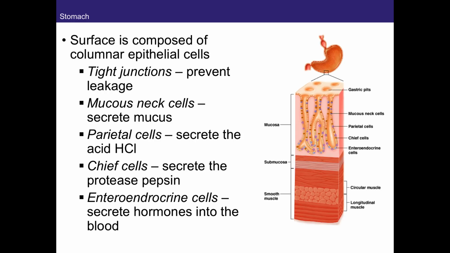So the surface of the stomach, the epithelial cells, they're called columnar. They're actually very tall, rectangle-like epithelial cells that are contact inhibited. They're next to each other and they form very tight junctions, which prevents any kind of leakage of acid into your body.